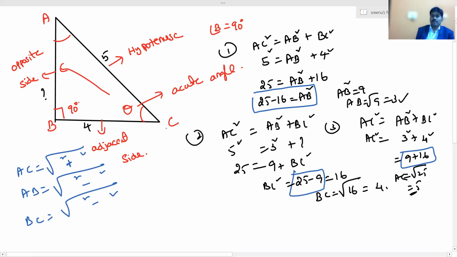Squares. In two cases we did subtraction, in one case we did addition. That means if you want the longest side, just add the squares of the smallest two sides. If you want any one of the smaller sides, subtract from the longest side. Did you understand this concept? This is the basic concept in trigonometry. First one. Now we'll go to the second concept.